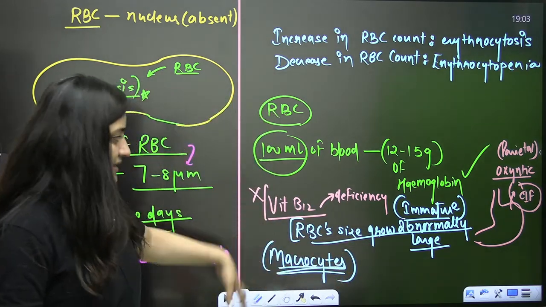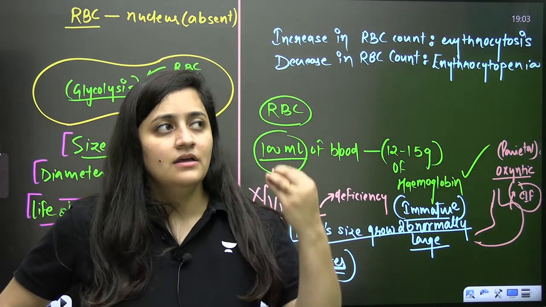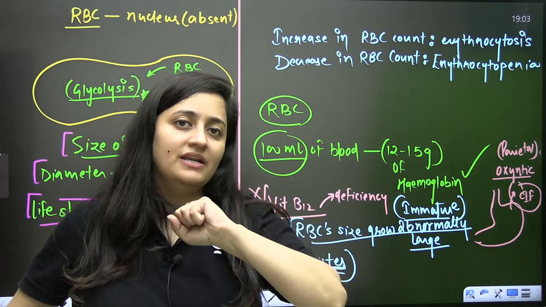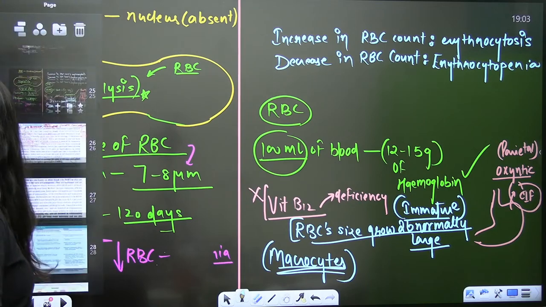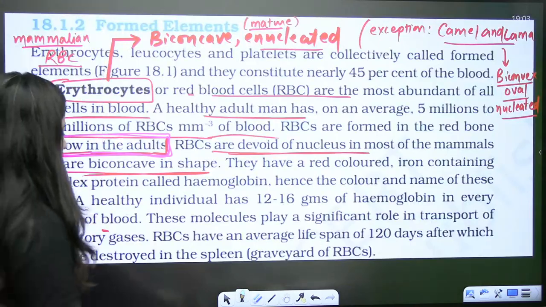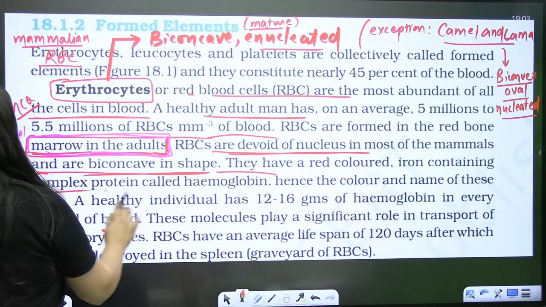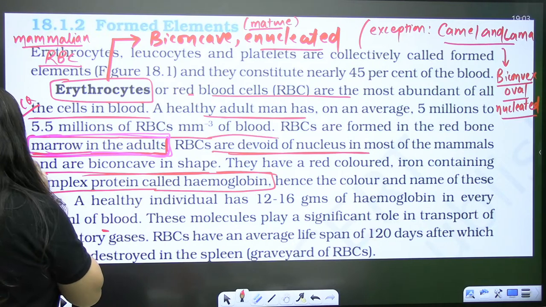And even if, let's say, iron is not present in our diet, in that case RBC size will be less, and even hemoglobin will be less. That is also not a good condition. So let's revise it from NCERT. An iron-containing complex protein, hemoglobin, is present. So that's why the color is red also.